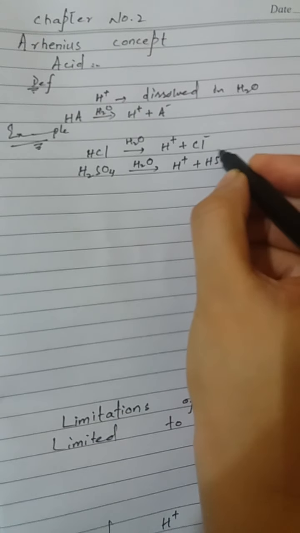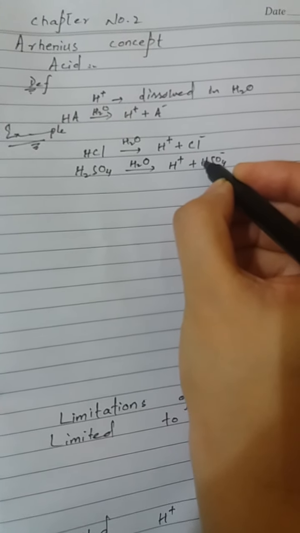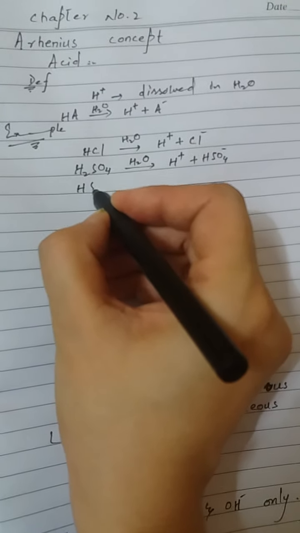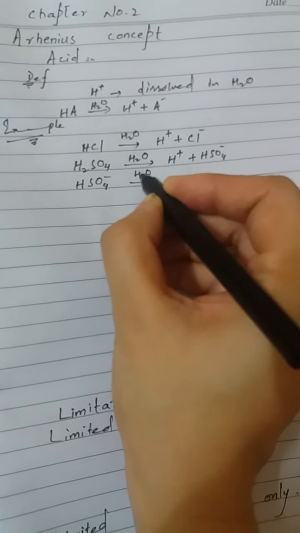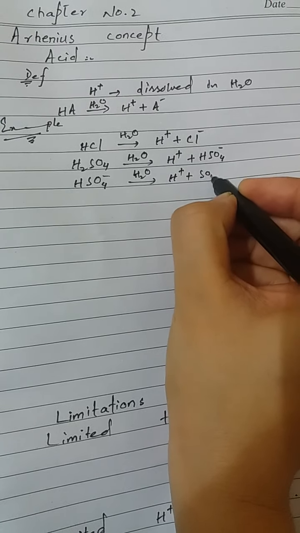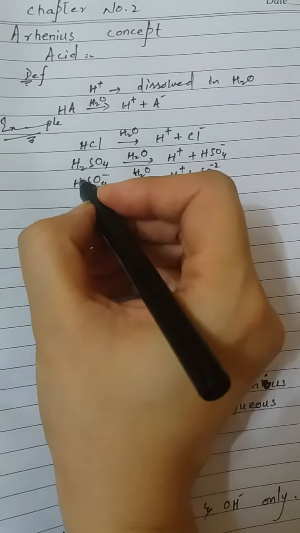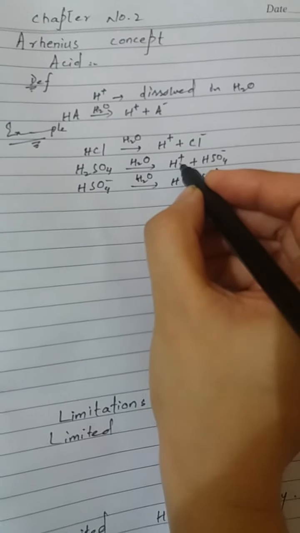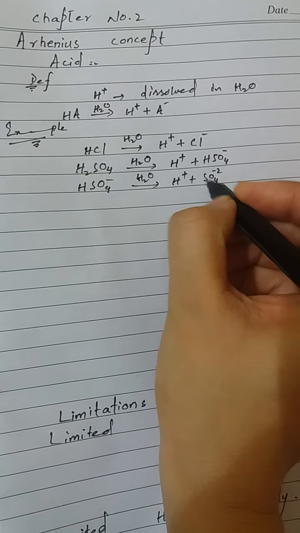Here this HSO4 negative ion still has one hydrogen ion, so it can also donate one hydrogen ion in aqueous medium. That's why it also dissociates into H positive and SO4 minus 2 ions. So H2SO4 dissociates into 2 hydrogen ions and sulfate ion in 2 steps.